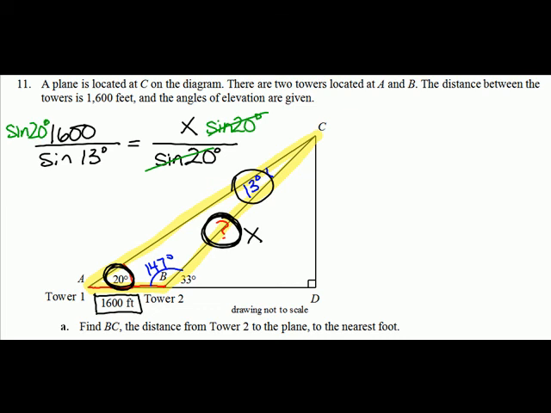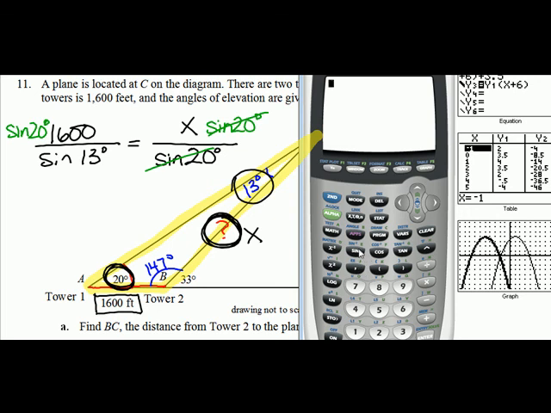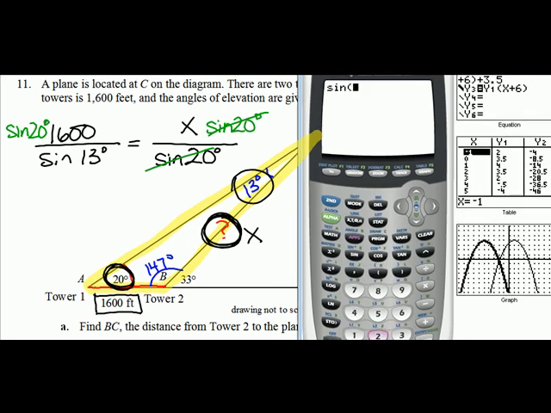And that's it. Okay, so I have the sine of 20 degrees times 1,600, and it's divided by the sine of 13 degrees. And so BC is about 2,433-ish. So x is approximately 2,433 feet, approximately equal to.